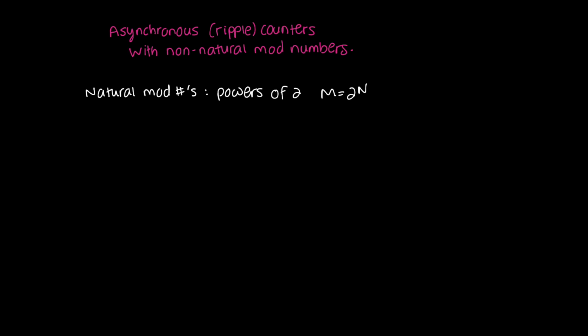So today we're going to explore creating asynchronous or ripple counters with non-natural mod numbers. Up until now, we've done ripple counters with natural mod numbers, which are powers of 2. So the modulus is either 4 or 8 or 16, and so forth. But what if we want to create a modulus counter that is not a natural power of 2? Let's say mod 9 in this example. So how do we do that?